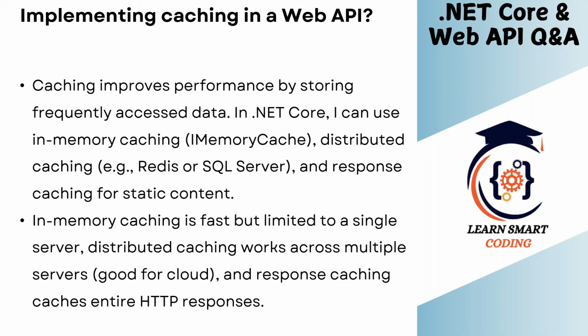Instead, you send the information directly to the caller. That will improve the performance of the system. Caching can be done at the server level, which will consume the server memory, or at an advanced level there's something called Redis cache or SQL Server caching. You can use any of those, but in-memory caching is fast but limited to a single server. Distributed caching works across multiple servers, good for cloud-based applications. And response caching caches the entire HTTP response itself. So those are the different types of caching.